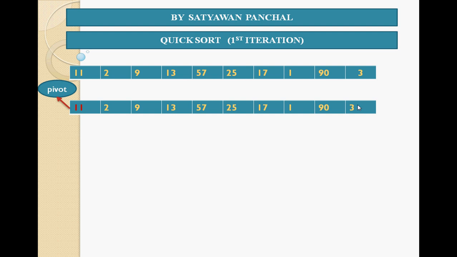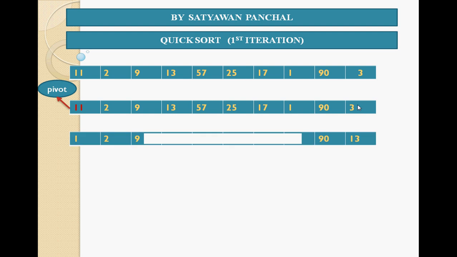So what is the strategy here? The list is to be separated into 2 groups this way. Here I have shown that 11 is the point, and we'll make it sit somewhere in the middle, where all the elements on the left side of 11 will be smaller than 11, and all the elements on the right side of 11 will be greater than 11. This is what we have to do in the first iteration.